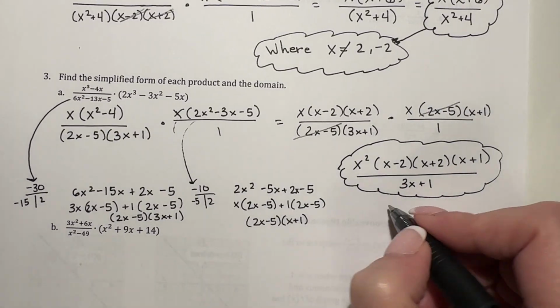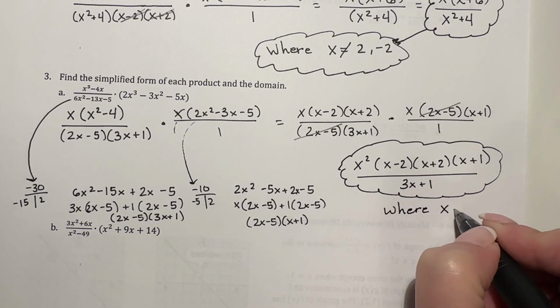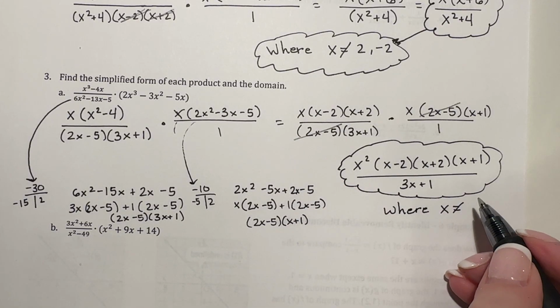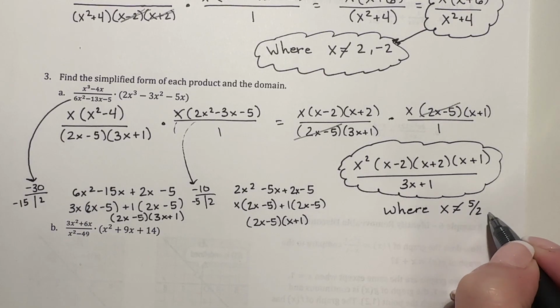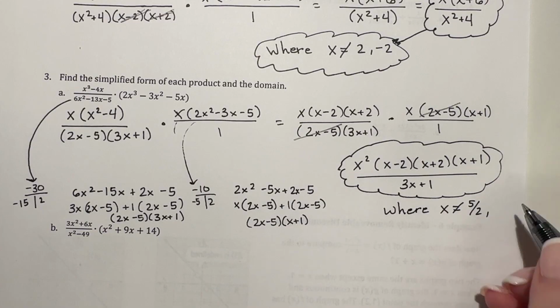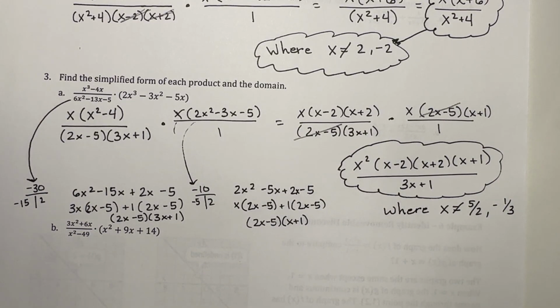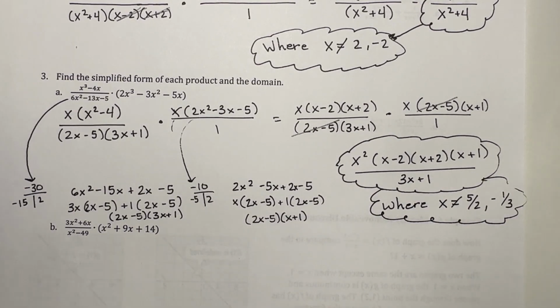Don't forget to add on your where x cannot be equal to, and you just need to set that equal to 0 and solve it. And then set this equal to 0 and solve it. And this makes up your complete final answer.